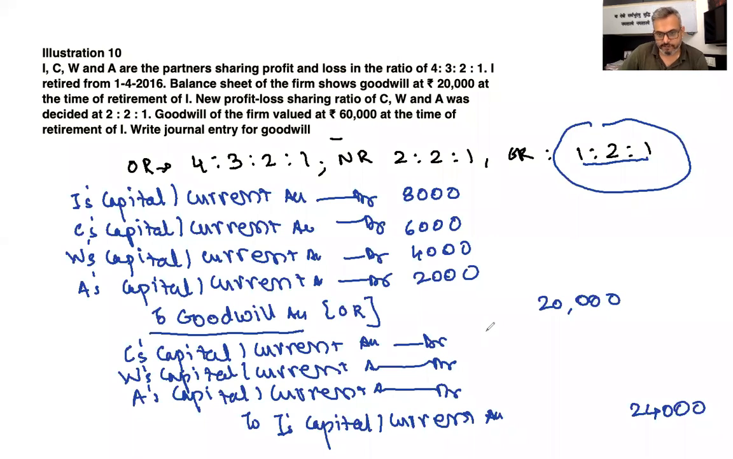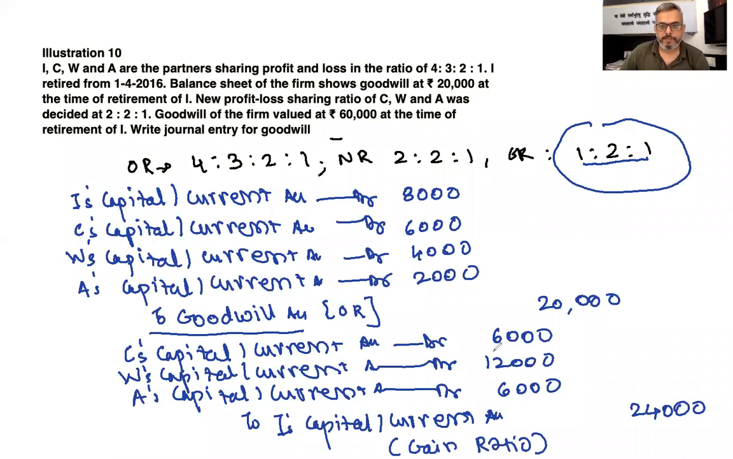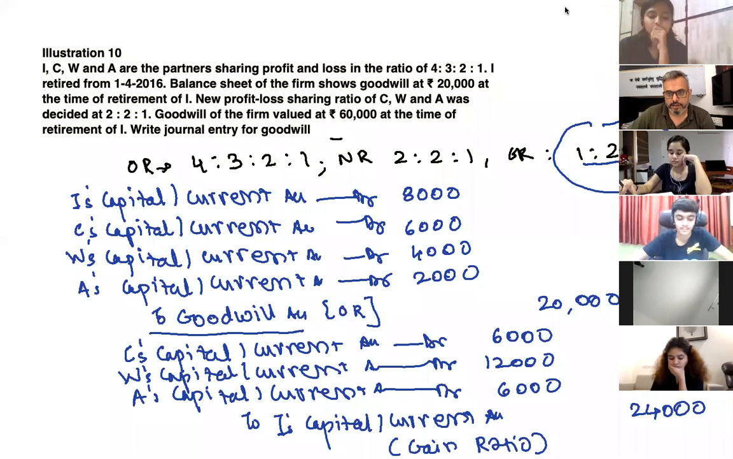So 6,000, 12,000 and 6,000. This will be in gain ratio. Please write the entry, finish the sum. You also have to write the narration. So when you do the sum as homework, please write the narrations also.